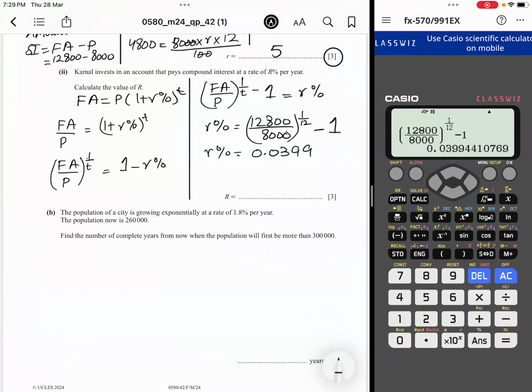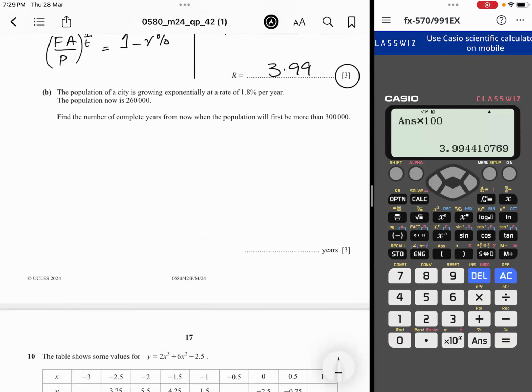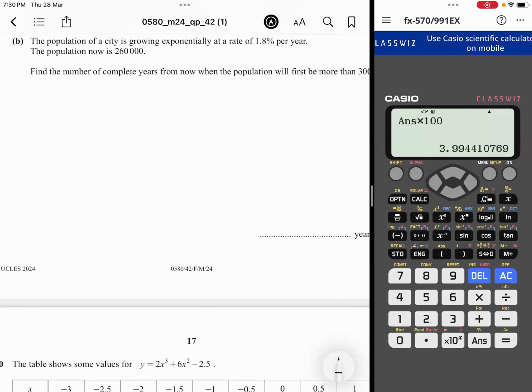399. Now multiply the answer with 100. So 3.99 is the answer. 3.99 is the answer. Don't round off at 4, okay? 3.99, three significant figures. Okay, the population of a city is growing exponentially at a rate of 1.8% per year.